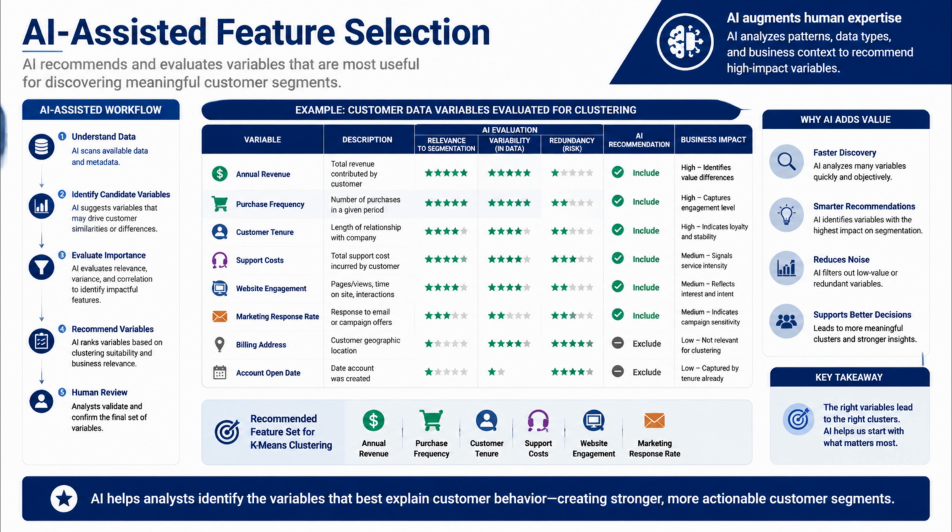Section 9. AI-assisted feature selection. AI can recommend variables that may be useful for clustering. Examples include annual revenue, purchase frequency, customer tenure, support costs, website engagement, and marketing response rates. AI does not replace business expertise. It accelerates the discovery process. By evaluating business context and available data, AI can highlight variables that are likely to explain meaningful customer differences. This helps analysts begin with stronger candidate features.